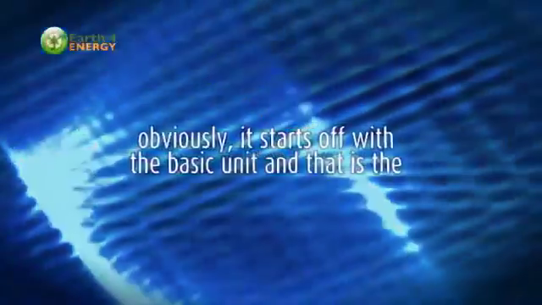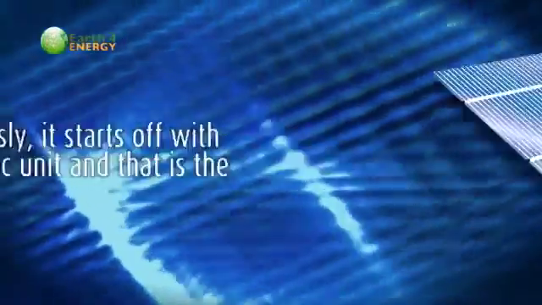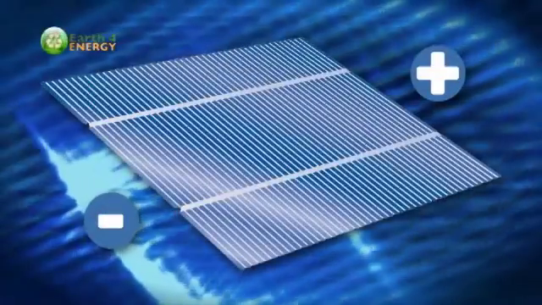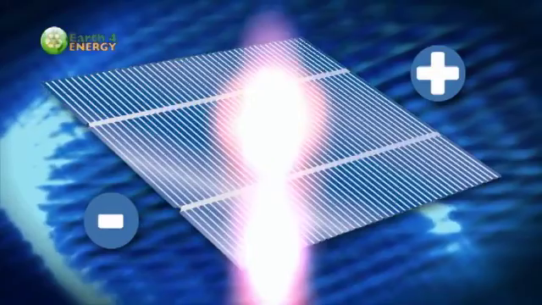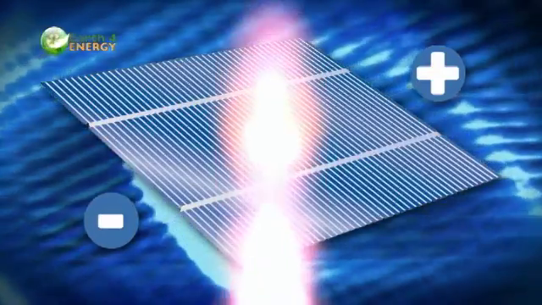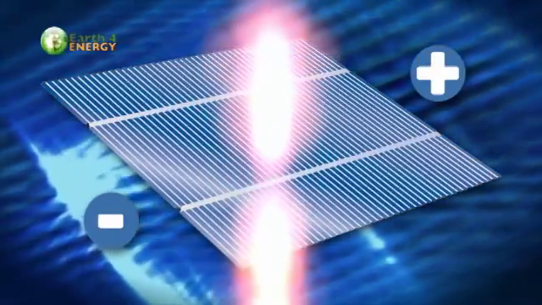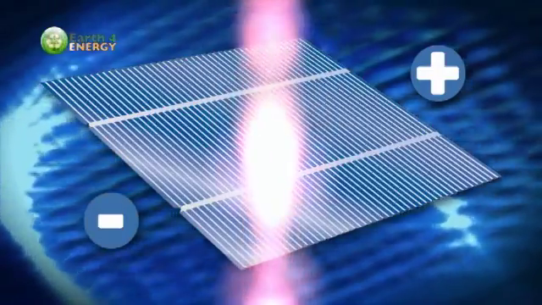Well, obviously, it starts off with the basic unit, and that is the cell. Believe it or not, it's made of one of the most common substances on Earth. It's nothing more than sand, which is changed into silicon. The silicon cell has a positive charge on one side and the negative charge on the other, so when the sun strikes it, the release of the electrons is caused, and it's pretty amazing that the sun produces this power.